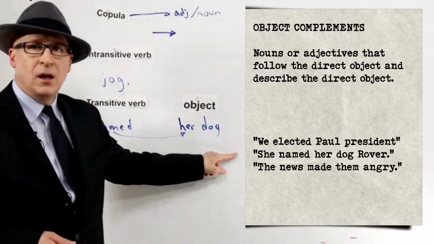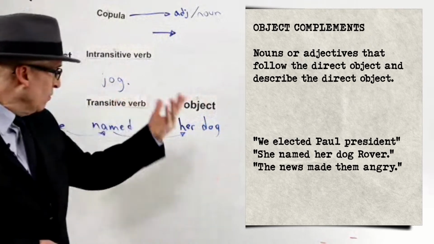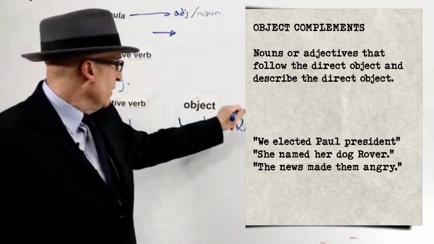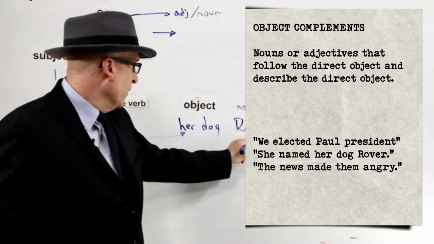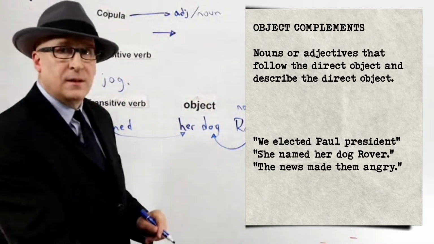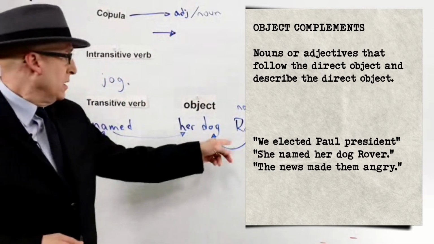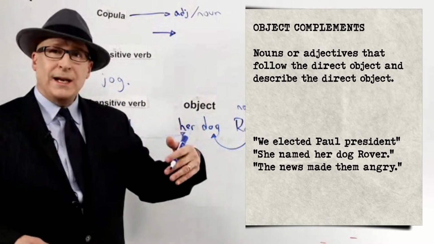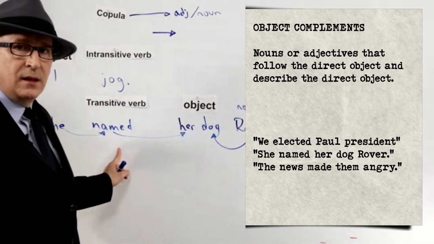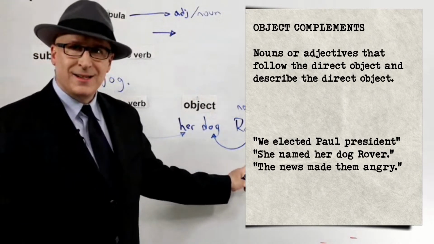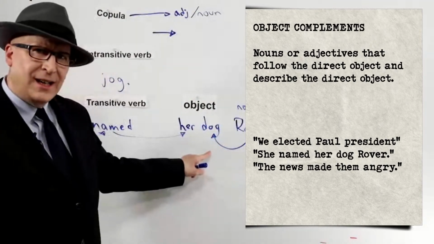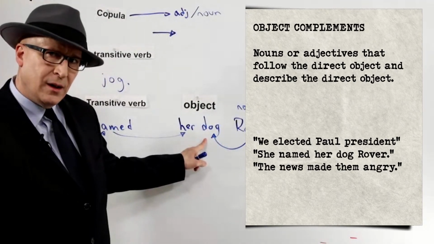But look closely at this example. She named her dog Rover. Rover comes after the object. And Rover is a noun. And Rover is telling us information about the dog. Right? She named her dog Rover. We elected Paul president. President is a noun. So this is a noun giving information about another noun, an object.